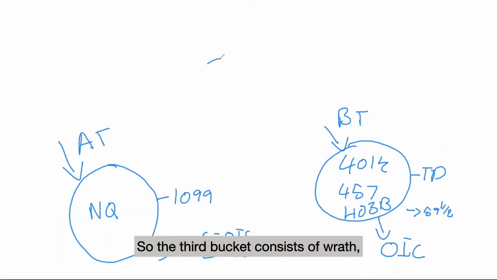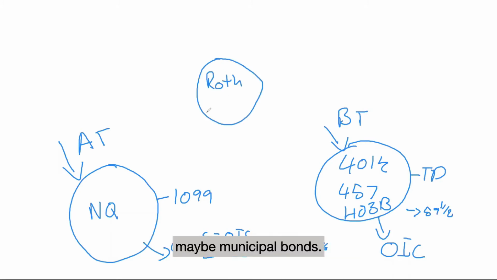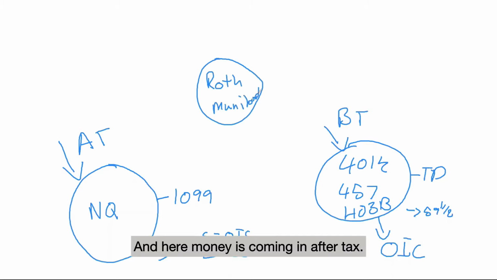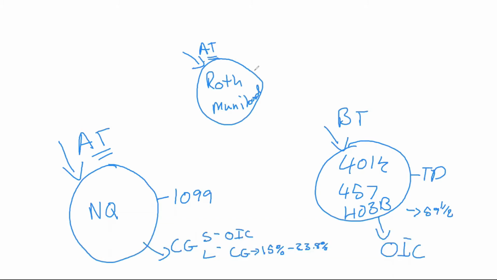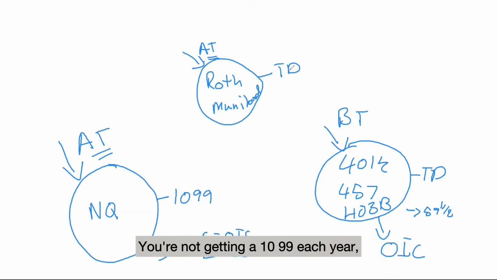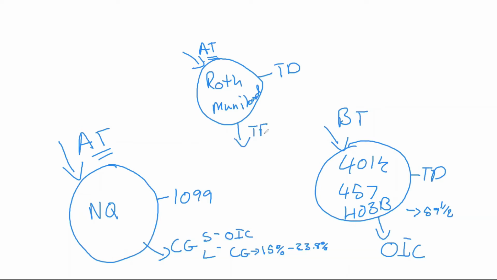So the third bucket consists of Roth, maybe municipal bonds, and here, money's coming in after tax, just like your paycheck. After you get your paycheck, those are the funds that you can put in this type of an account. It grows tax deferred. You're not getting a 1099 each year, right? And the best part is that it comes out tax-free.